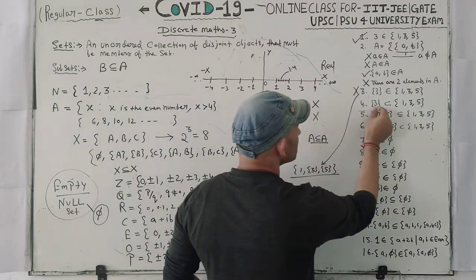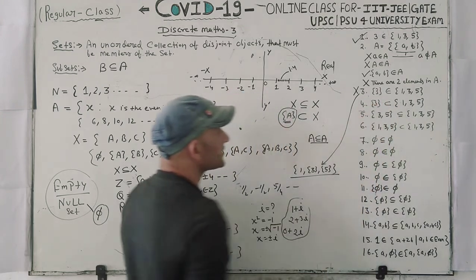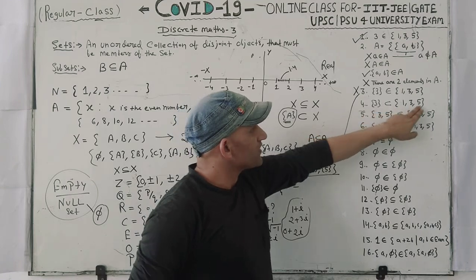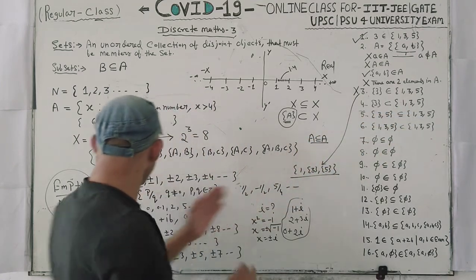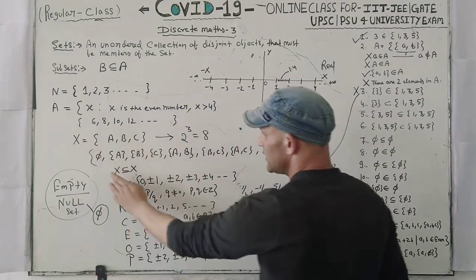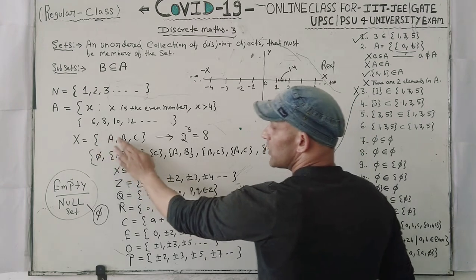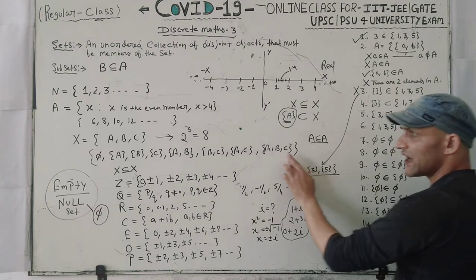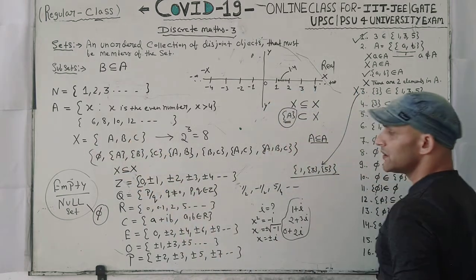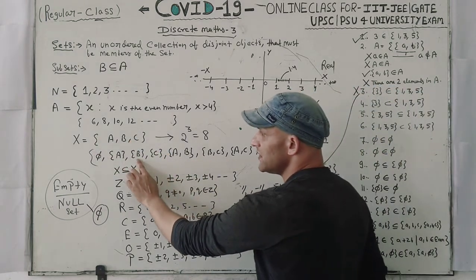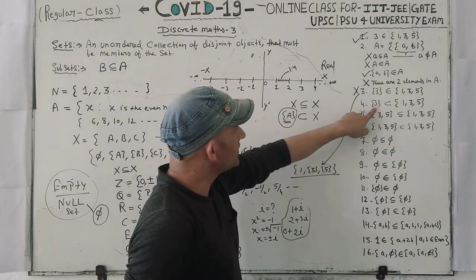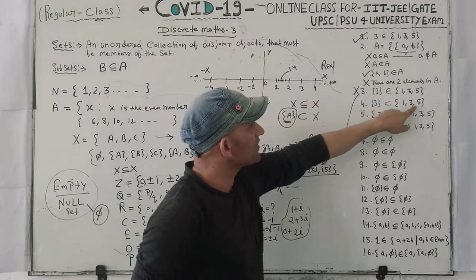Now he is asking about {3}. He has taken {3} as the subset of {1, 3, 5}. Already we have explained here that in this set there are a total of 3 elements and these are the subsets of this set. So this B is the subset of this X. So {3} is a proper subset of {1, 3, 5}.